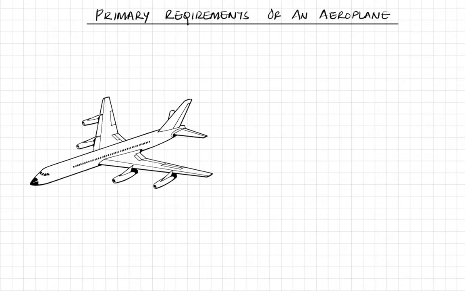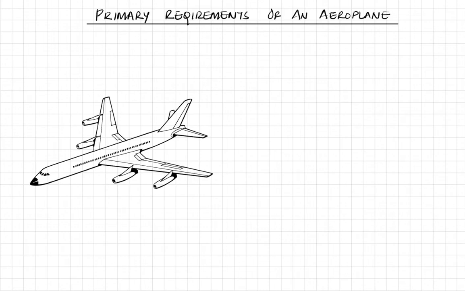Today we'll be discussing the primary requirements of an aeroplane. Whether we talk about the very first aeroplanes or the modern ones, the smaller aircraft or the big jumbo jets, or the commercial, military, or fighter planes, basically all the powered aeroplanes, regardless of their shape, size, and purpose, have the same primary requirements. Over time, the basic requirements haven't changed; they have always remained the same.